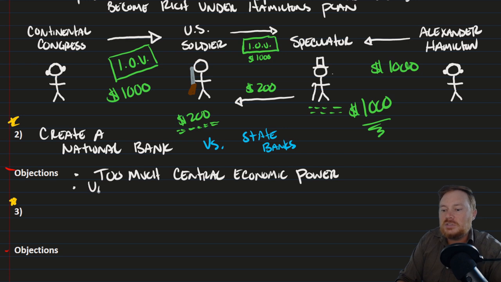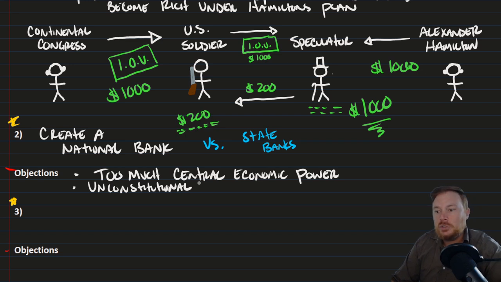The second objection was that it's unconstitutional. Jefferson pointed out, rightly so, that nowhere in the US Constitution did it allow for the creation of the national bank. Hamilton also rightfully pointed out that nowhere in the US Constitution does it ban or prohibit the creation of a national bank. And this is one of the ways in which the US Constitution is not super specific on some of these things. So those were the objections to the national bank.